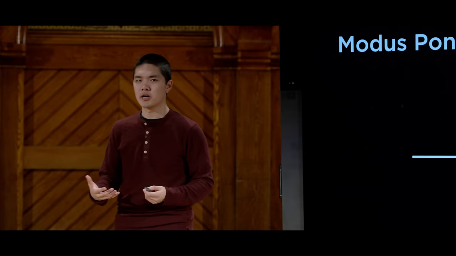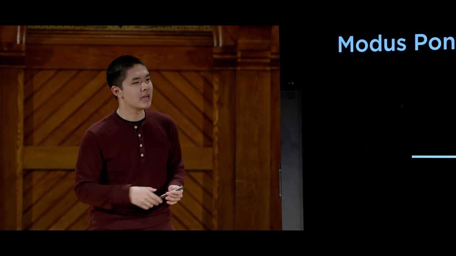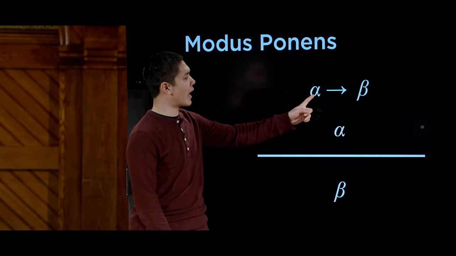But it's putting these all together, figuring out the right combination of inference rules that can be applied, that ultimately is going to allow us to generate interesting knowledge inside of our AI. So that's modus ponens, this application of implication, that if we know alpha and we know that alpha implies beta, then we can conclude beta.